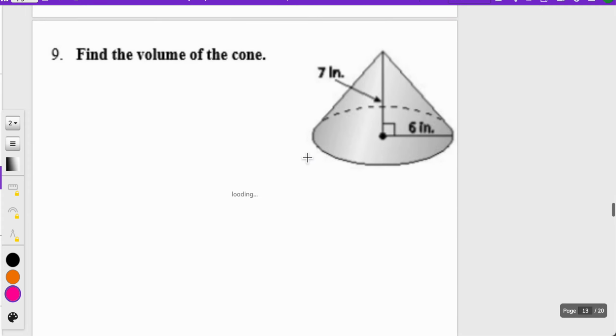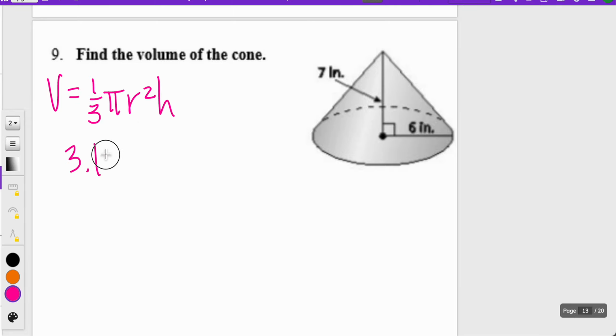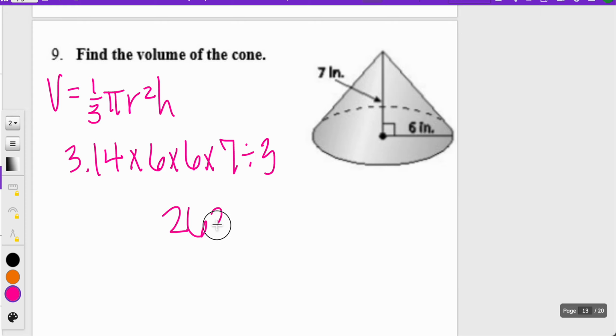Okay. Number 9, again, cones are 1/3 pi r squared times height. So 3.14 times 6 times 6 times 7. Then divide everything by 3. So pi times 36 times 7. Then divide by 3. I'm getting 263.76 cubic inches.